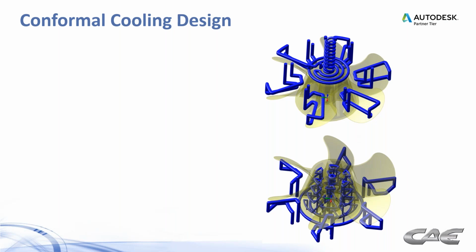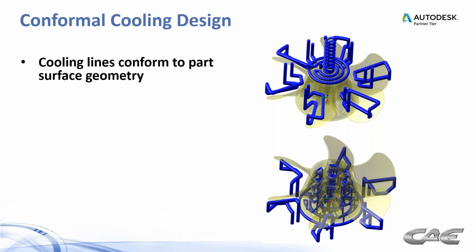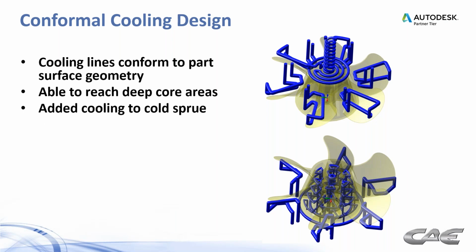So here's a conformal cooling design idea. You can see we have cooling lines to conform to the part surface geometry, particularly in the fan blade areas. We're able to reach the deep core areas a little easier than we could with the conventional cooling. We added cooling to cool the sprue. You see a very tight helix coming around that sprue. And if you have a big, thick, fat sprue feeding your part, it could very well be the case that the sprue controls your cycle time, and we don't want that.